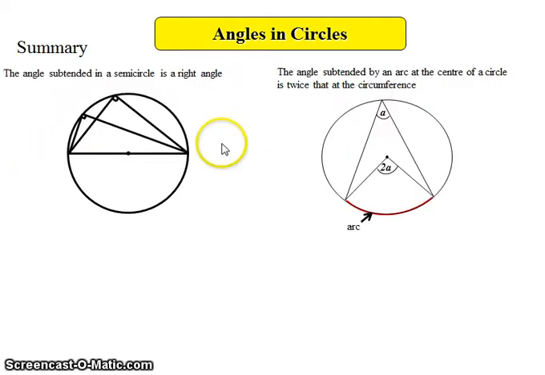So just to sum it up here in these diagrams, again, the angle subtended in a semicircle is a right angle, meaning here are my vertices, and they share common endpoints right on the semicircle. Therefore, they're going to be 90 degrees. And remember this guy here, the angle subtended by an arc at the center of a circle is twice that at the circumference, so all that's saying is that my inscribed angle is going to be half of my central angle because they share common endpoints here. It's subtended by this arc.